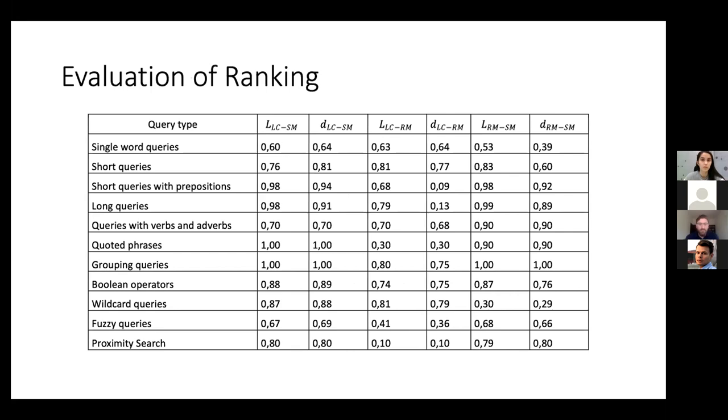For the groups of short queries with prepositions and long queries, it can be seen that Lucene and Lucene Russian morphology have almost the same number of results, but the ranking estimates using the Levenshtein distance and the D metric are very different. The D value is much smaller, which corresponds to the close results of two Lucene variants. This shows that it's more correct to use D metric to assess the ranking.